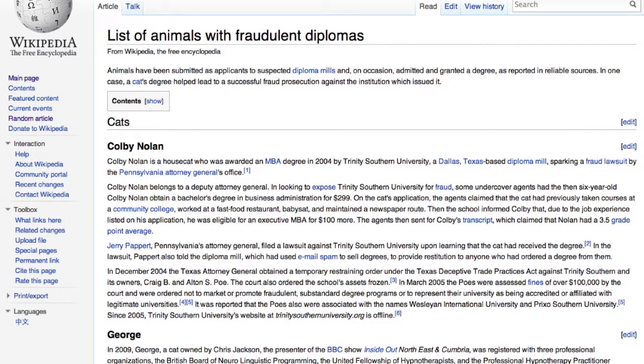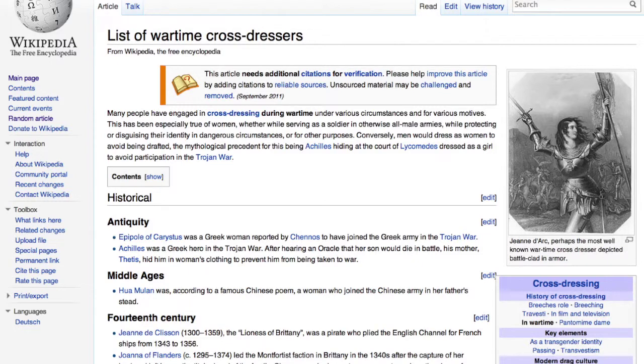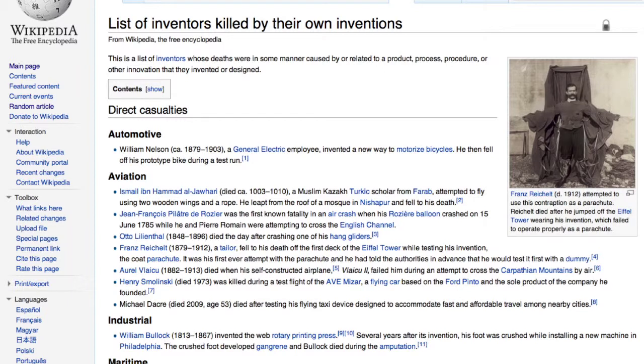Wikipedia even has a list of lists. I find this very great every time I look at it. And there are also very entertaining lists. I like the list of animals with fraudulent diplomas, wartime cross-dressers. This is my favorite. And as you can see on the lower left, this list exists in several languages and is maintained in several languages. I'm afraid Wikidata will not quite be able to provide people with a list of inventors that were killed by their own invention, at least not with all the context information you would like there.